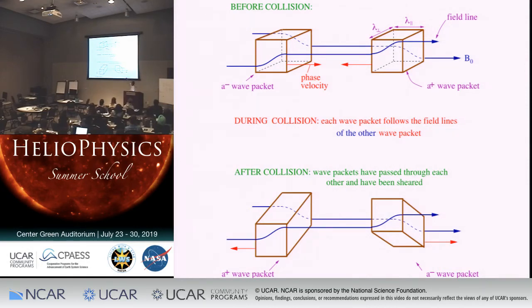The A minus wave packet goes to the right and it gets sheared into this. The front face of this A minus wave packet goes up when it hits this field line here. The back side of this A minus wave packet goes along that field line. It hits this and it goes down. So these field lines are sheared. What happens if you put a bunch of these collisions in a row? You're going to have this random shearing of these wave packets, which is going to be what causes the cascade.